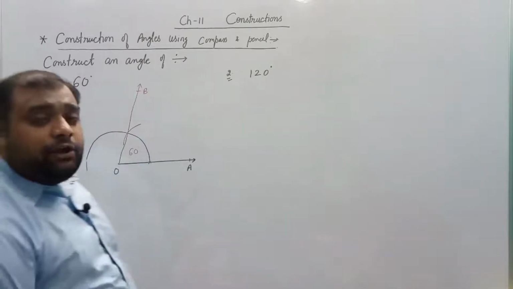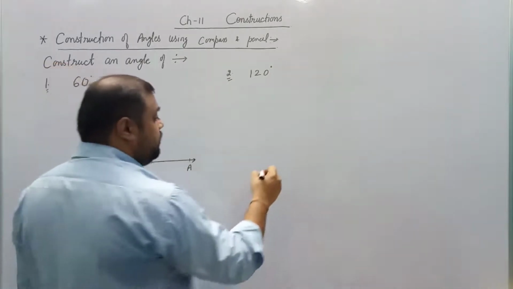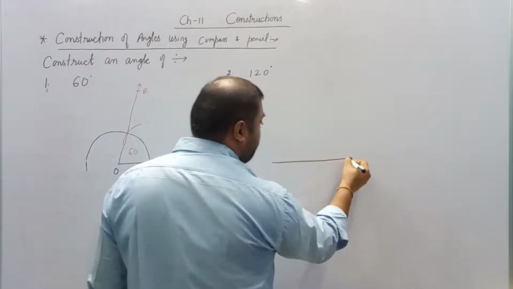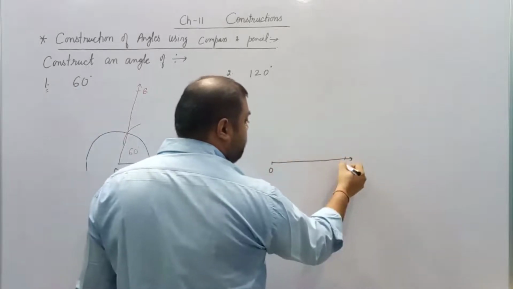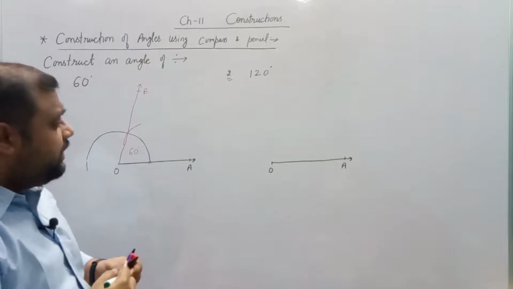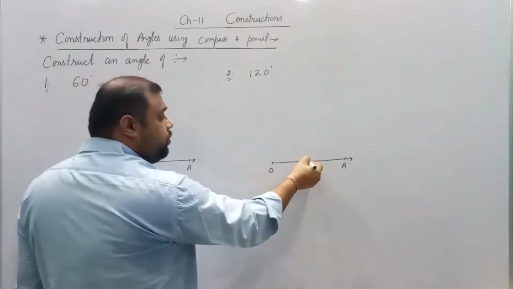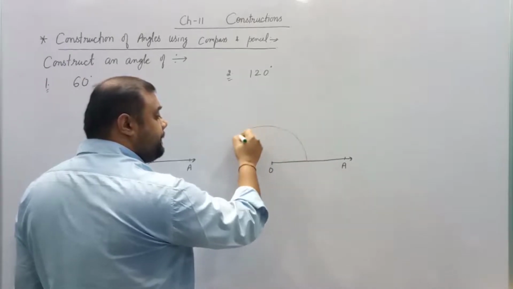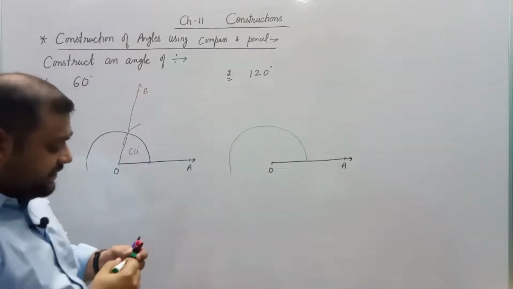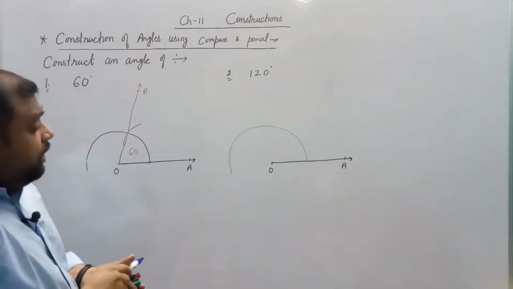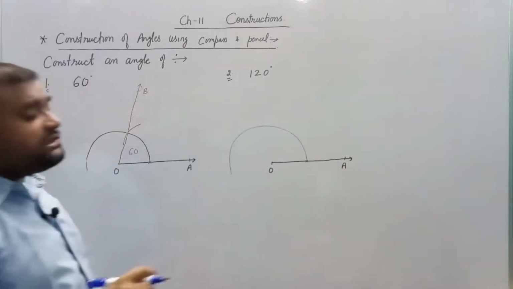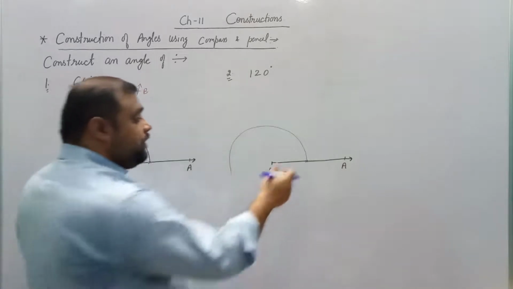To construct an angle of 120 degrees, draw a ray OA of any length. Taking O as center and with any radius, draw a semicircle. From this point, with the same radius, draw another arc.